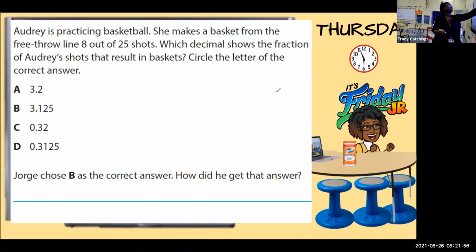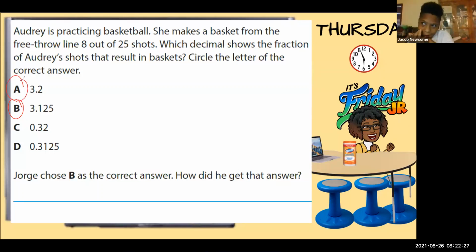You still want to talk to us, Houston? I got B until I looked down here. Okay, I got you. You got B until you look below. Okay. Jacob, did I see you? You got something to tell us? I got A. All right, you want to talk to us? I put 8 divided by 25.